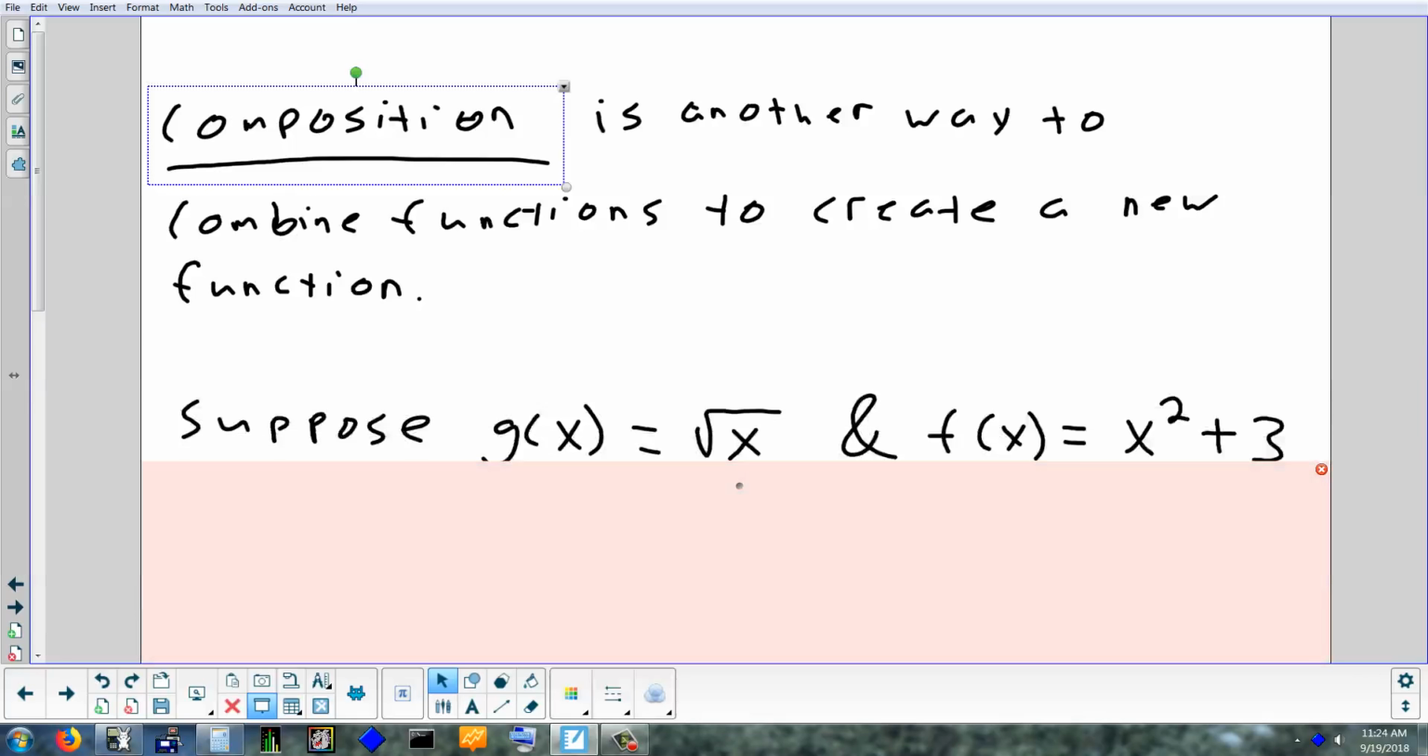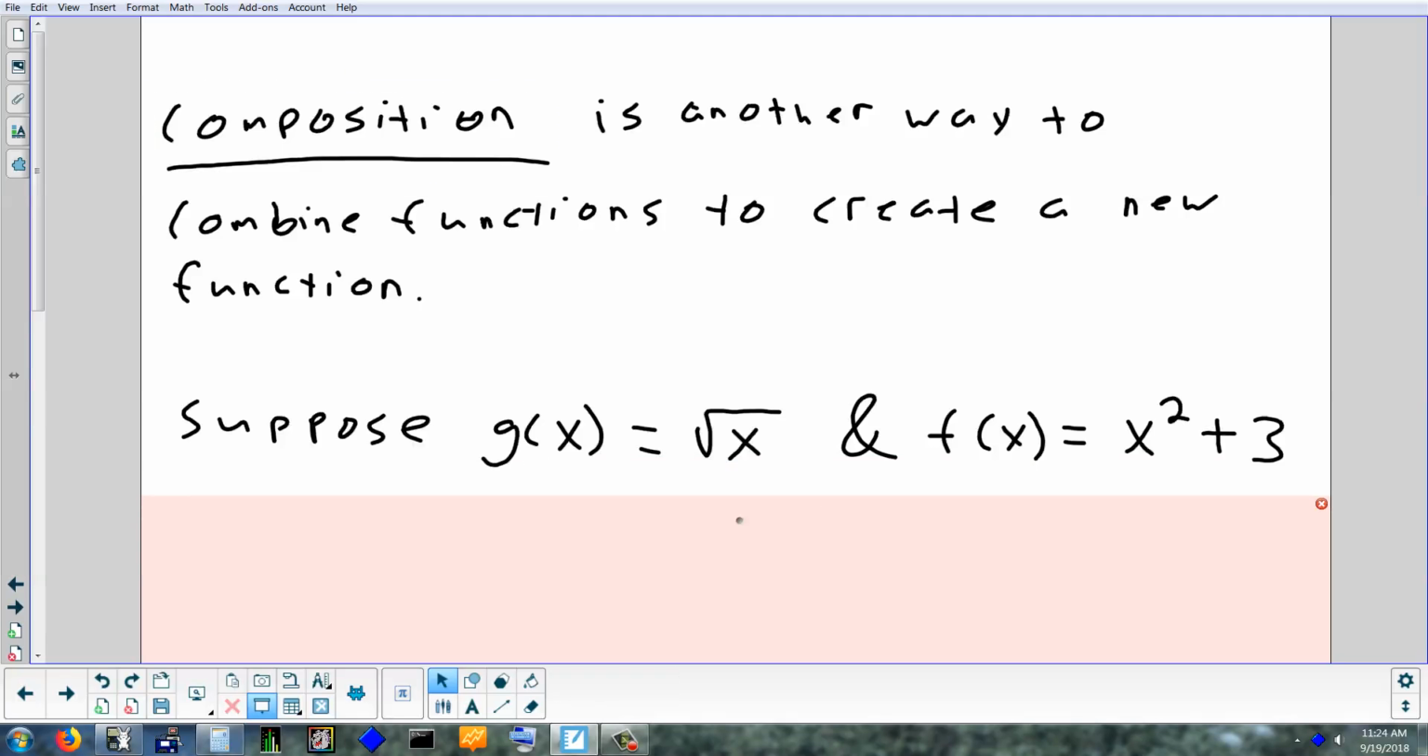So I'm not going to really write out a definition of it. I'm just going to show you an example. But the idea of composition is you take one function and plug it into another. That's composition. It's not like you're plugging in a single number. You're taking an entire function and plugging it into another function. So let's try it with these two.